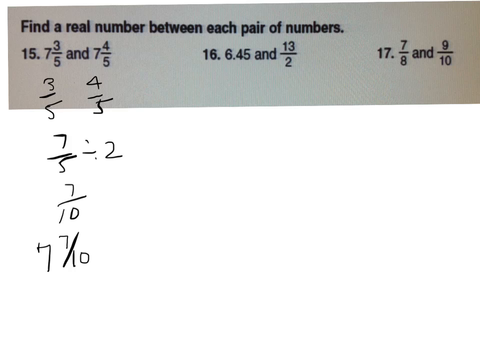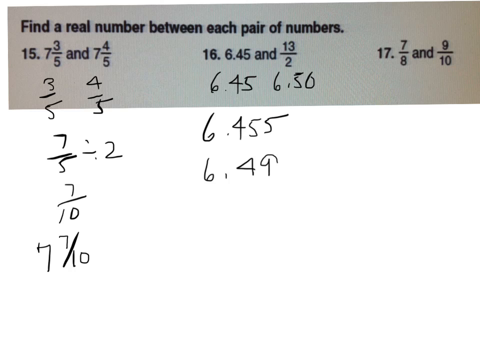All right. Another strategy is, let's look at number 16. Another strategy might be, let's represent them both as decimals and find a decimal that's in between. So here we have 6.45, and what is 13 halves as a decimal? Well, that's 6 1/2, or 6.5. You could also write that 6.50. Well, what's a number between 6.45 and 6.50? Well, it could be 6.455. It could be 6.49. There's all kinds of possibilities. You just have to find one real number that's between each pair. So you can go ahead and try and find 17. Give me one real number that's between 7/8 and 9/10.